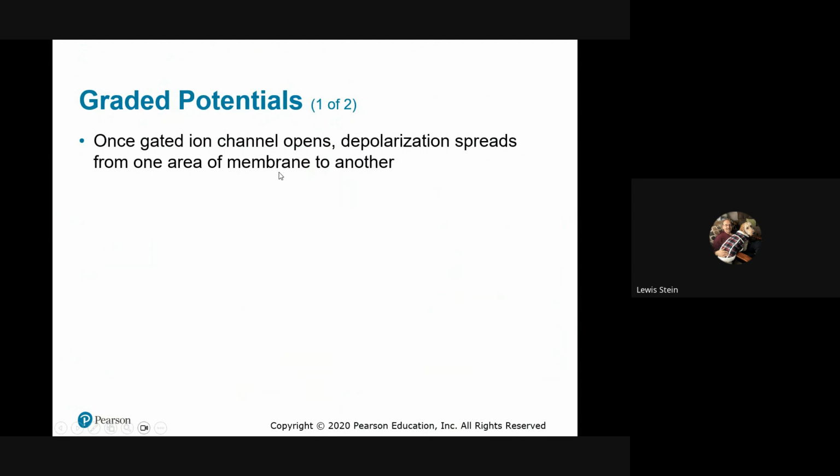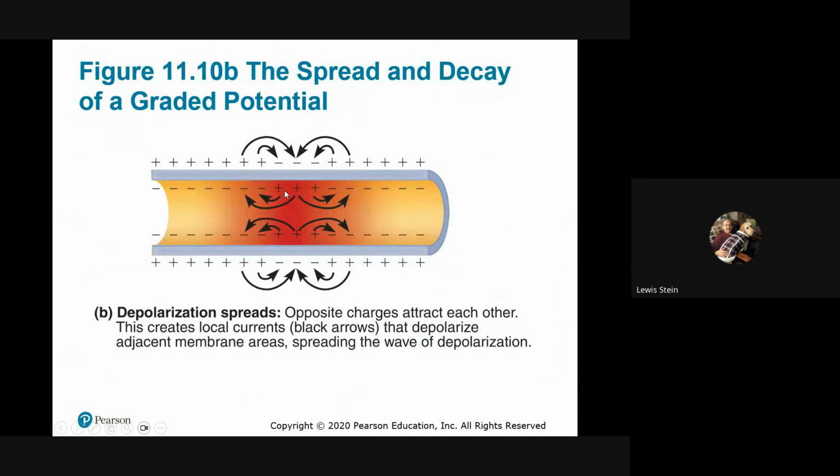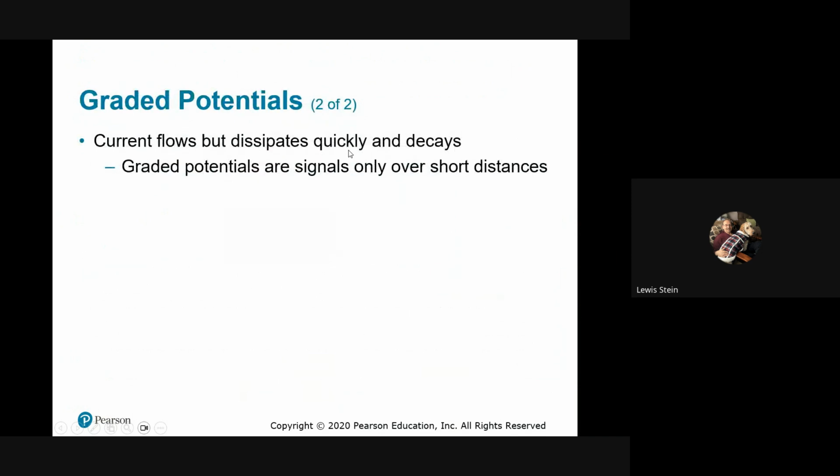Okay, it spreads from one area to another. The trouble is it's limited. You can see the way it's doing. You see these have now flipped, not the one that was here. Now we have the adjacent two have flipped, and it's trying to flip these other ones, but it's very localized. What happens is it flows, but it dissipates quickly and decays. So it's short distance signals.